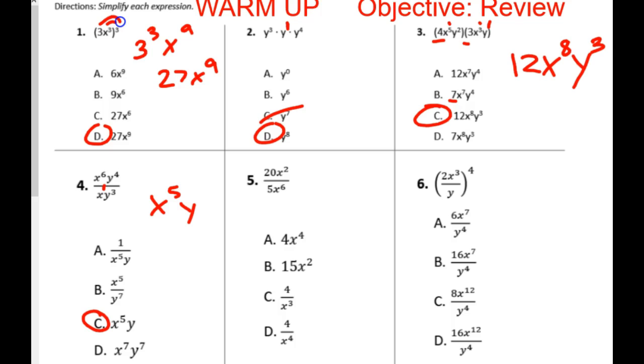Which one? It's just top minus bottom, top minus bottom. Okay? Number 5, 20 over 5. What do I do with the coefficients? You actually do divide. What's 20 divided by 5?